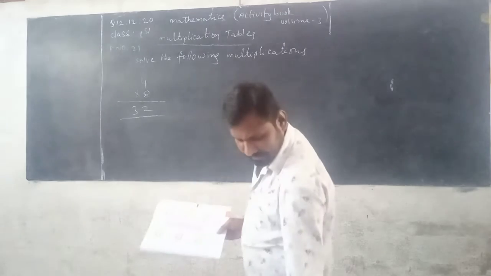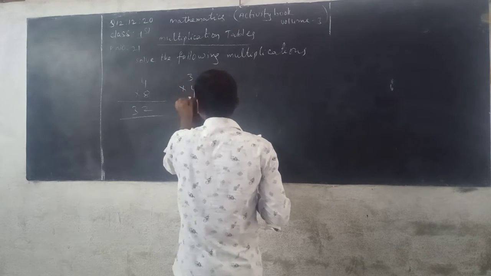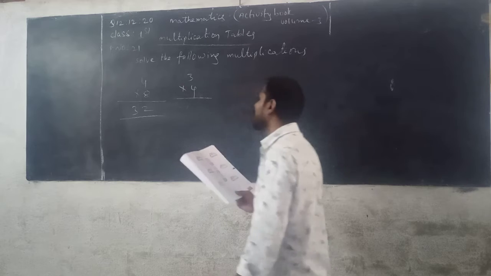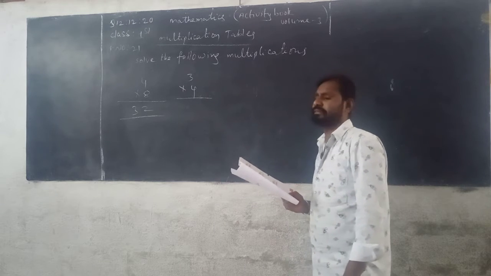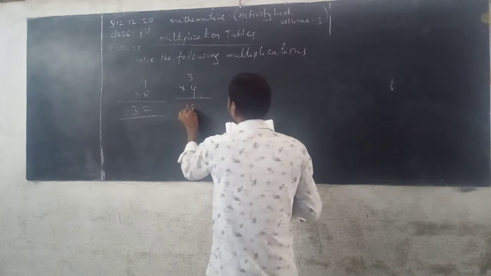Then next, 3 into 4. 3 is multiplied with 4. Then you can read the 4 table. 4 ones are 4, 4 twos are 8, 4 threes are 12. Write down everybody, 12.